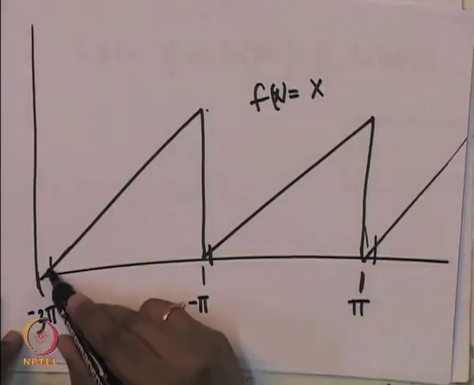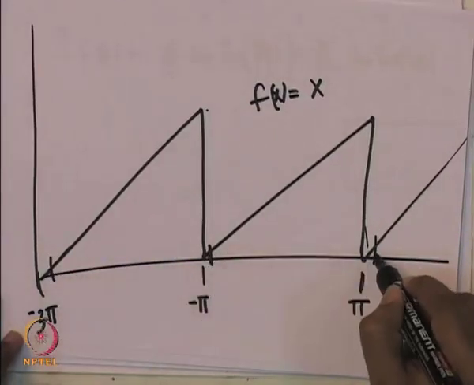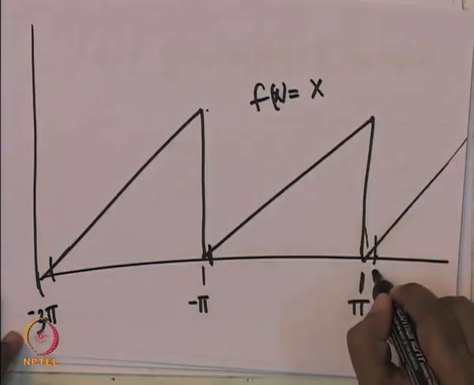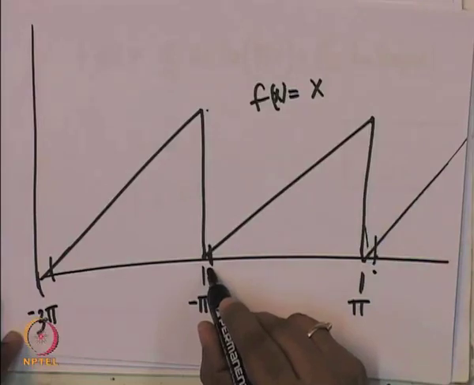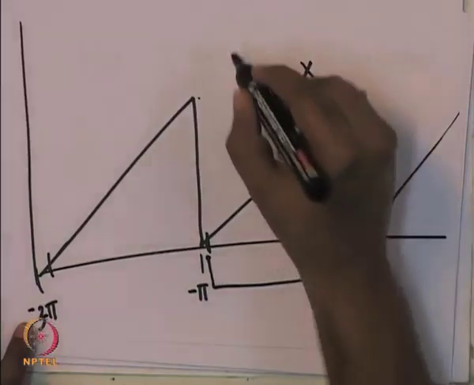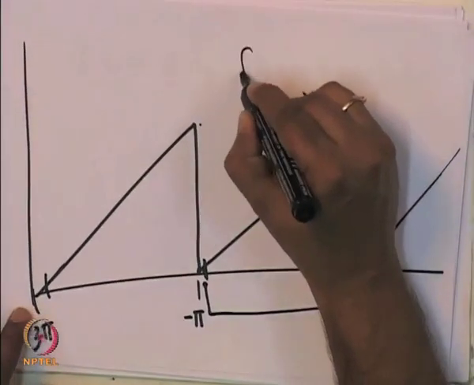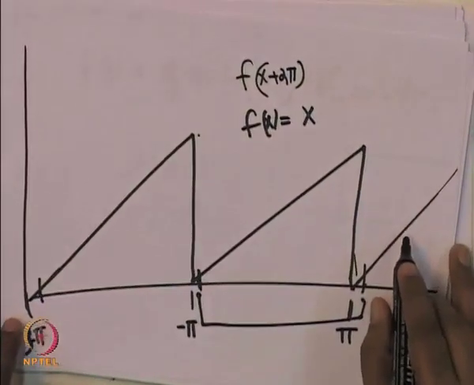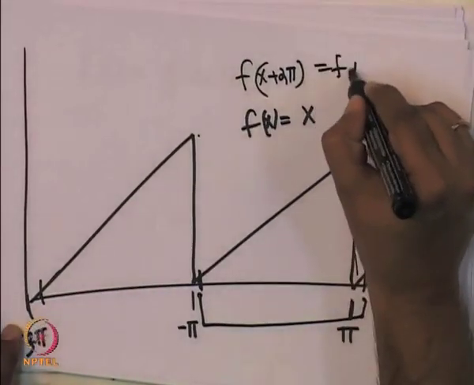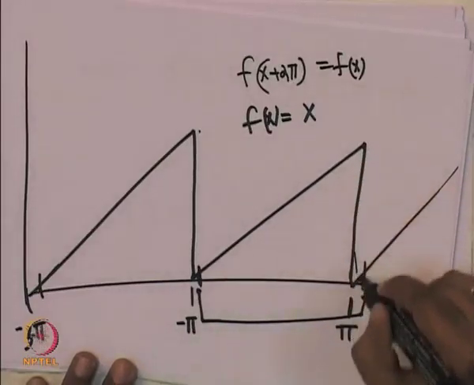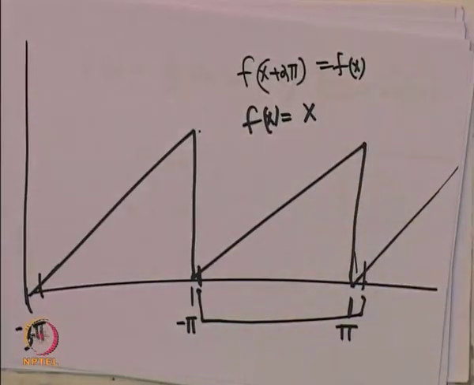So, this point and this point are the same. Whatever is here is the same as here. So, the difference between these 2 points is like 2 pi. So, when f of x plus 2 pi, the function is the same as f of x. Here it is f of x, which is a line, and here it is repeating. So, this can be mathematically represented in this particular way.